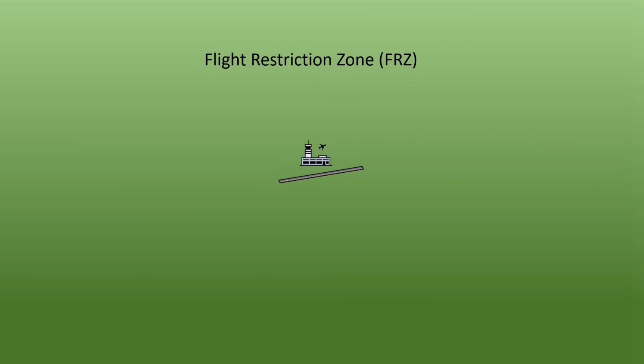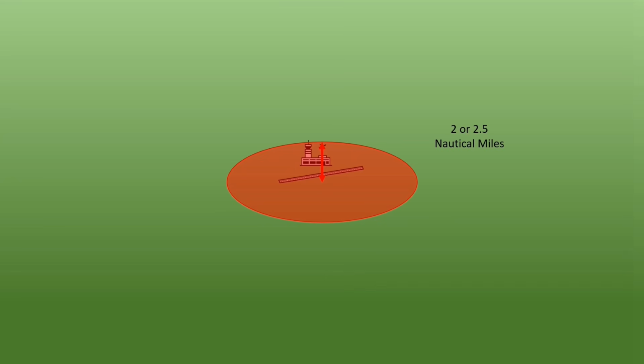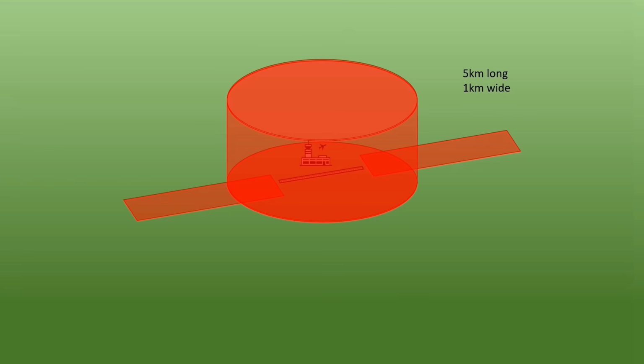So what is an FRZ? It's a circle centred on the aerodrome with a radius of either 2 or 2.5 nautical miles, and this is raised up into a cylinder that's 2,000 feet tall. There's then additional boxes that are 5 by 1 kilometre centred on the ends of the runways, also up to 2,000 feet.